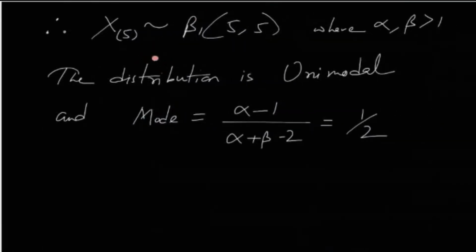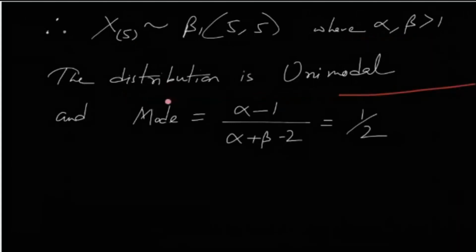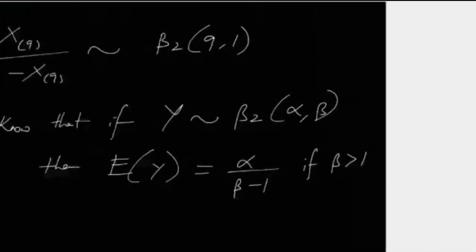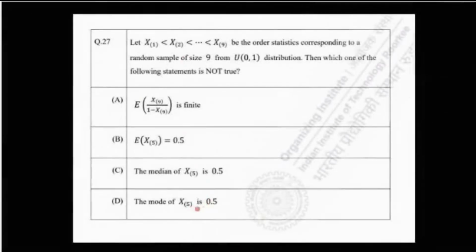Now again, since X order 5 follows beta distribution with parameters alpha and beta, both greater than 1, the distribution is unimodal with mode alpha minus 1 by alpha plus beta minus 2, which is half. We can easily calculate that. This is the mode of the distribution when both parameters are greater than 1. So the mode is half, and therefore the last option, the mode of X order 5, is 0.5. This option is also true.